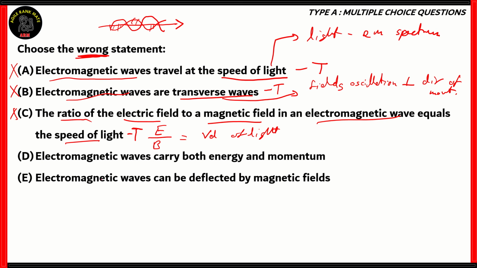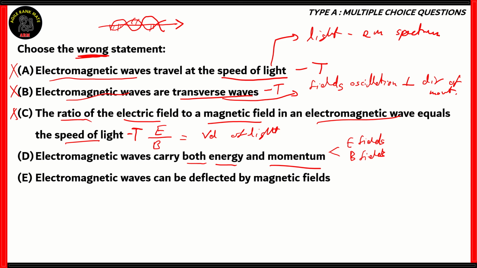Now, option D, electromagnetic waves carry both energy and momentum. Is this true? Well, if we look at the composition of electromagnetic waves, they've got electric fields and magnetic fields.